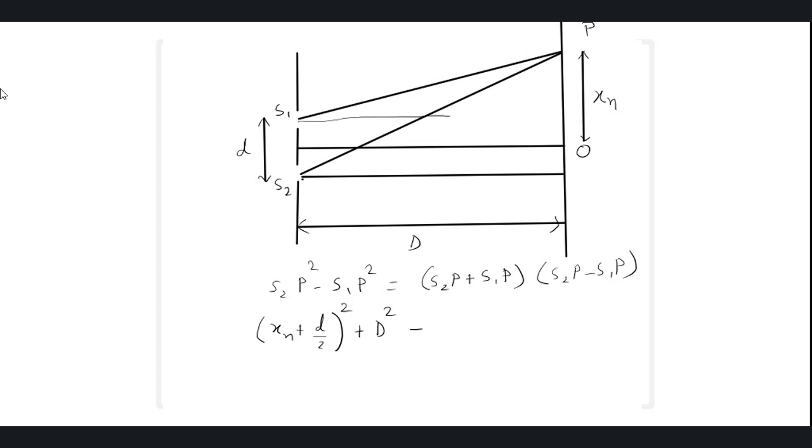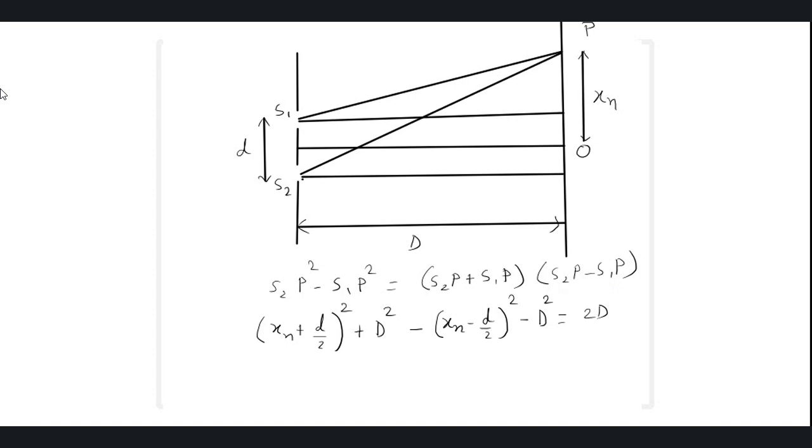So this should be the term in the left hand side, and in the right hand side we will make the approximation that S2P and S1P both are almost equal to the separation between the slit line and the screen, that is D. So the first term S2P plus S1P will give us 2 capital D, and the second term will actually give us the path difference S2P minus S1P, and let that path difference be delta L.